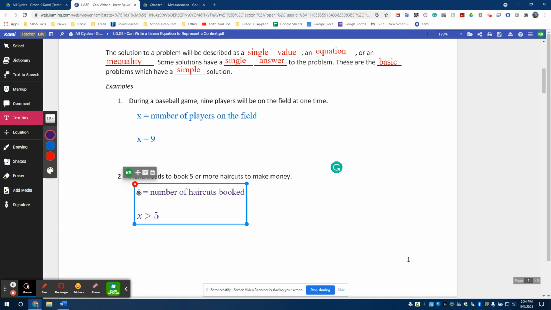Now we could also change the letter of the variable. I will usually use x. It's just a little easier for graphing later on. But you could also say that this is H. H is the number of haircuts booked, right? So you could use H as well.